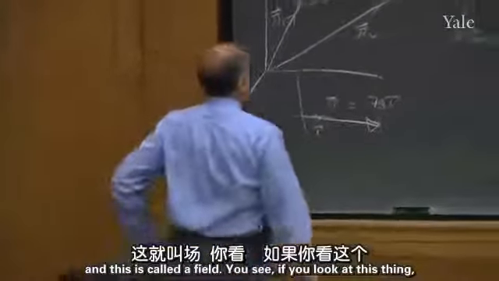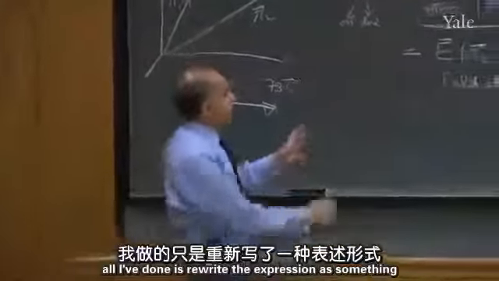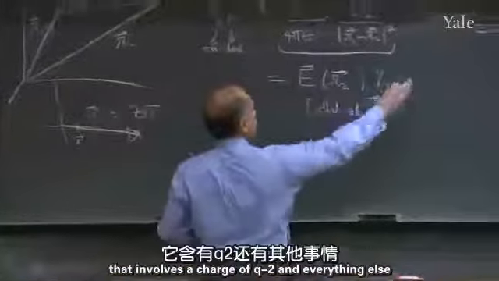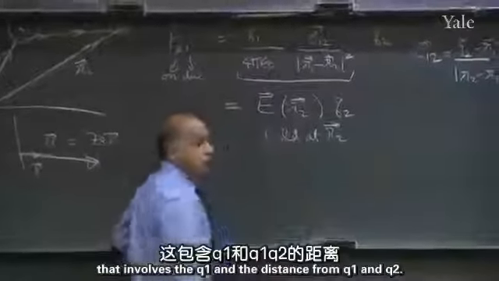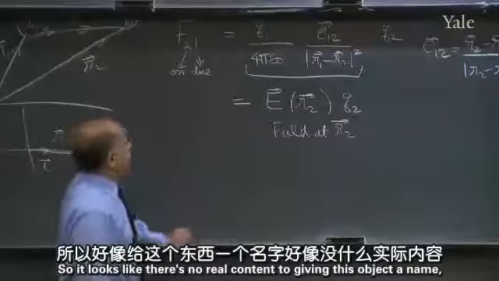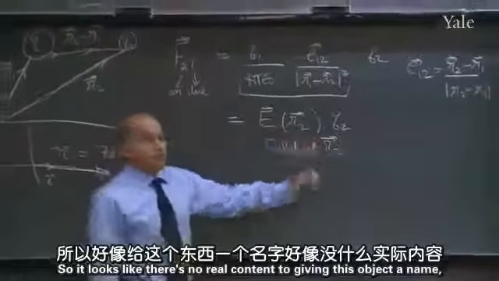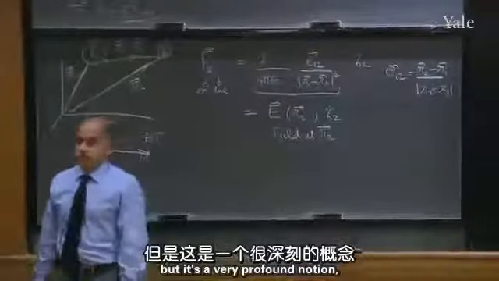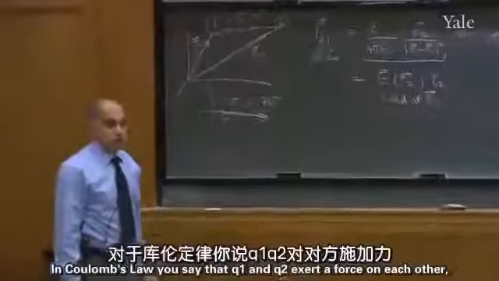You see, if you look at this thing, all I've done is rewrite the expression as something that involves a charge of Q2 and everything else that involves the Q1 and the distance from Q1 and Q2. So looks like there's no real content to giving this object a name, but it's a very profound notion. So I got to tell you the story that goes with it.